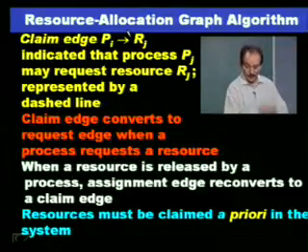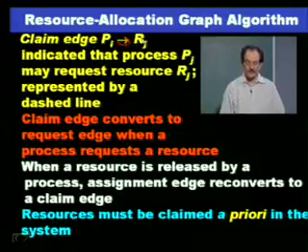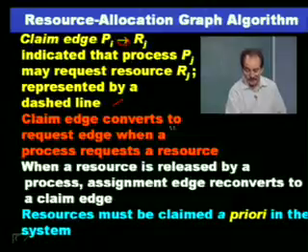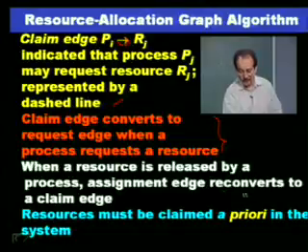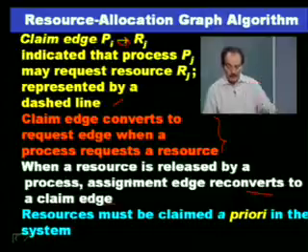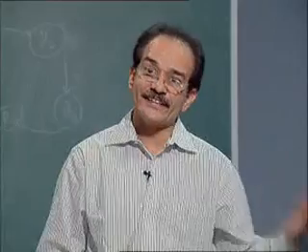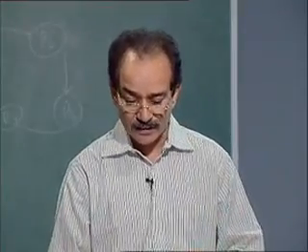There is a claim edge: Pi has claimed this particular resource Rj, indicating that process Pi may request a resource Rj, represented by the dashed line. A claim edge converts to a request edge when a process requests a resource. And once a process releases a resource, the assignment edge reconverts to a claim edge. I will be claiming that particular resource, but I will not be allocated that resource. I can claim a lot of things, but the things may not be allocated to me. This is the basic principle where we work.